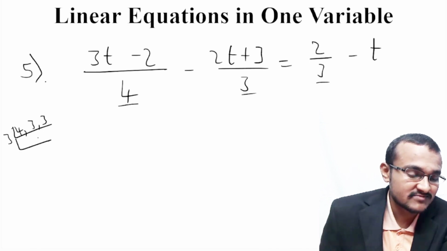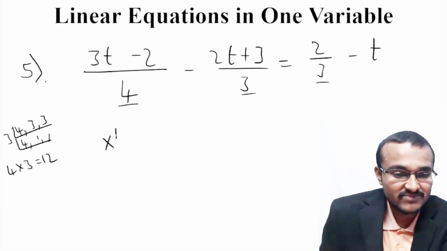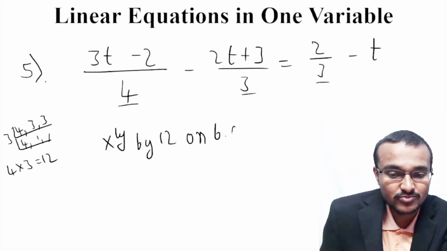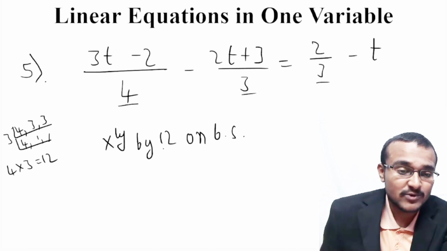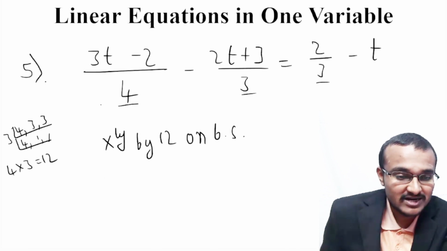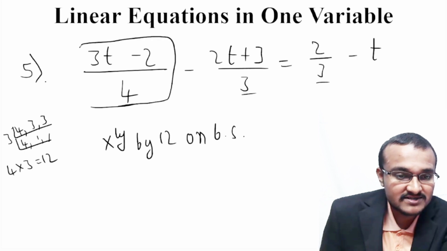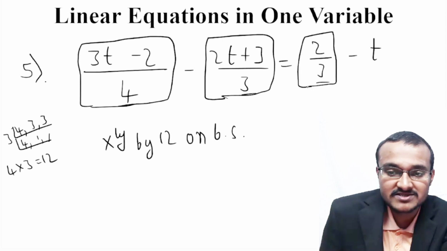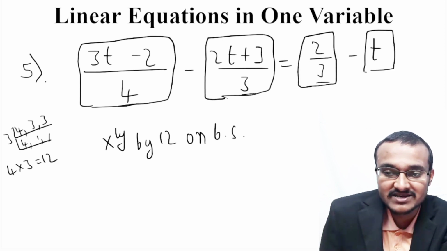So when you take the LCM of this particular 4, 3 and 3, you will get 1, 1 and this will be 4 as it is. So 4 into 3 will be 12. So now you can actually multiply this entire equation by 12 on both LHS and RHS. When you multiply 12 on both sides, you should multiply it for the first term and the second term in LHS, and also for the first term and the second term in RHS.